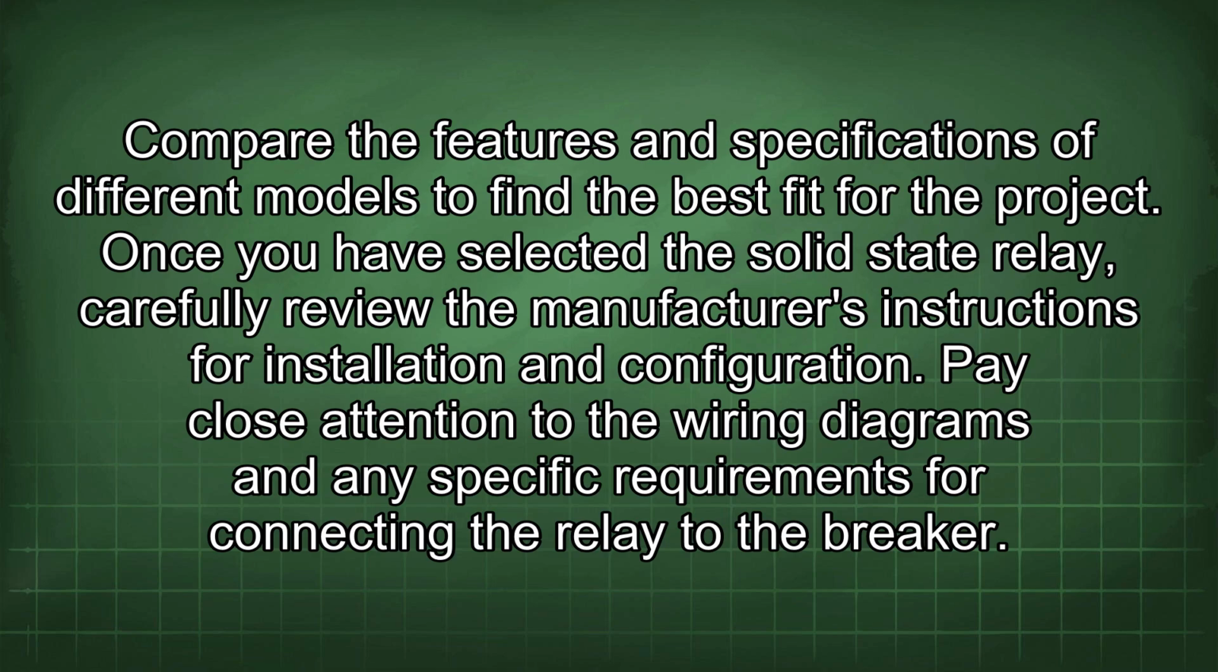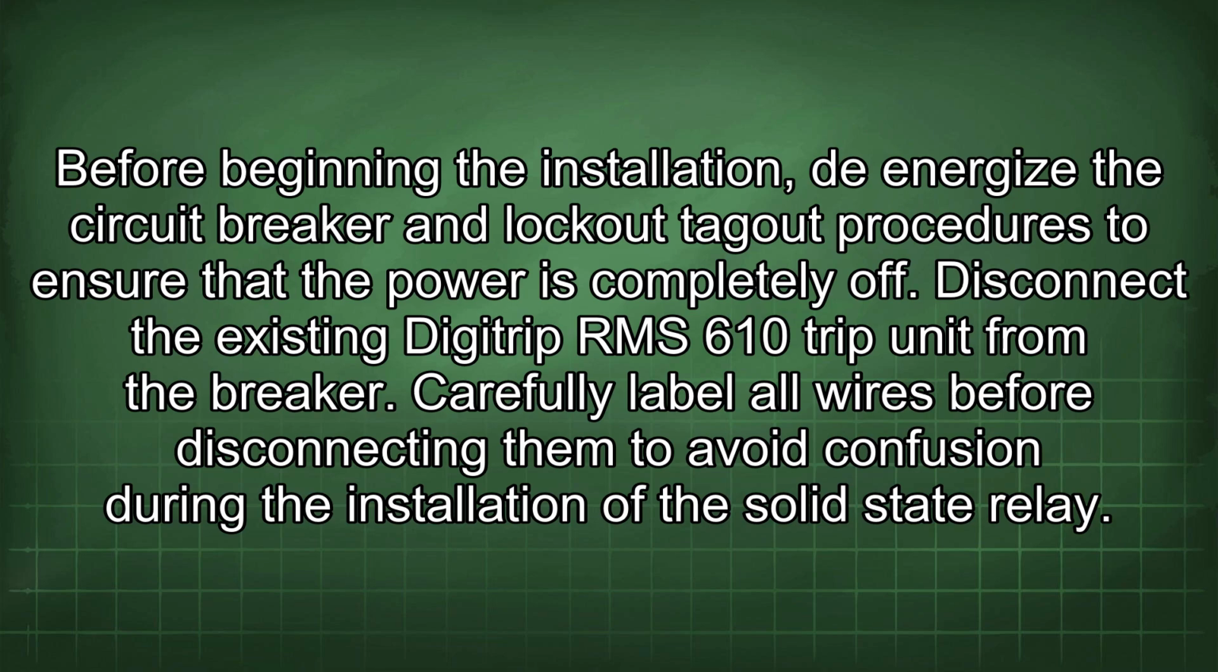Once you have selected the solid-state relay, carefully review the manufacturer's instructions for installation and configuration. Pay close attention to the wiring diagrams and any specific requirements for connecting the relay to the breaker. Before beginning the installation, de-energize the circuit breaker and follow lockout-tagout procedures to ensure that the power is completely off. Disconnect the existing Digitrip RMS 610 trip unit from the breaker. Carefully label all wires before disconnecting them to avoid confusion during the installation of the solid-state relay.